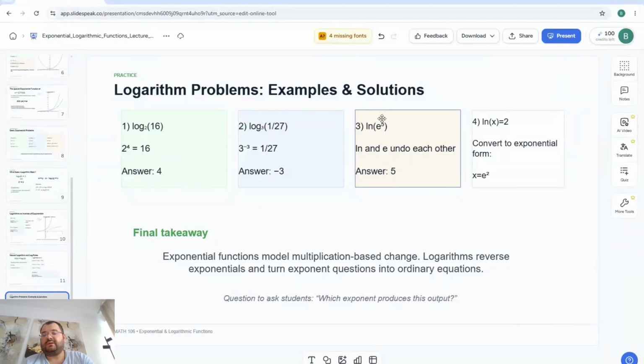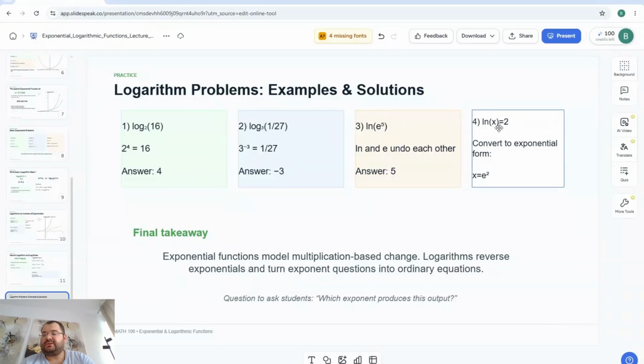Ln e to the 5 equals, you can again put 5 outside of the ln function, and 5 ln e, ln being the logarithm with base e, and inside you have e. It will be 1, and 1 times 5 will be 5.